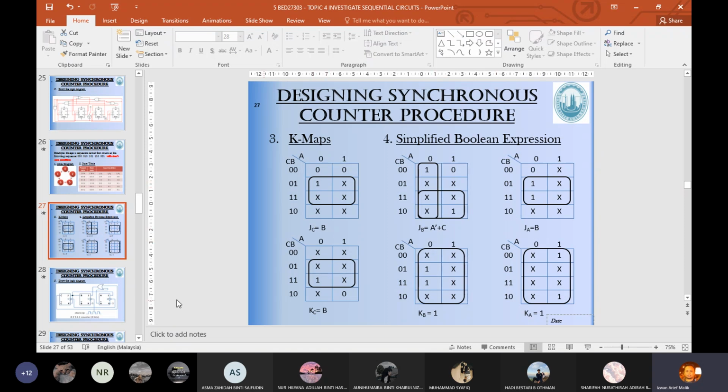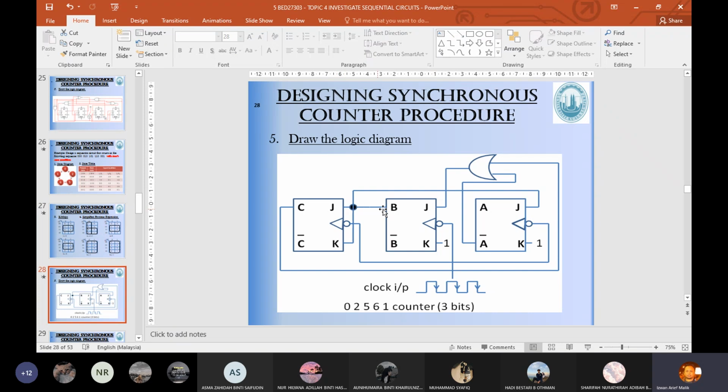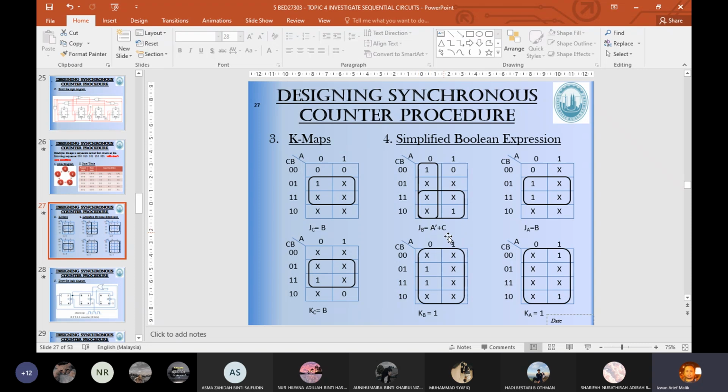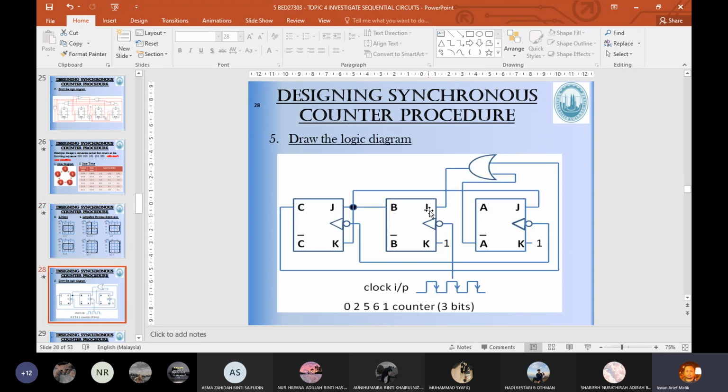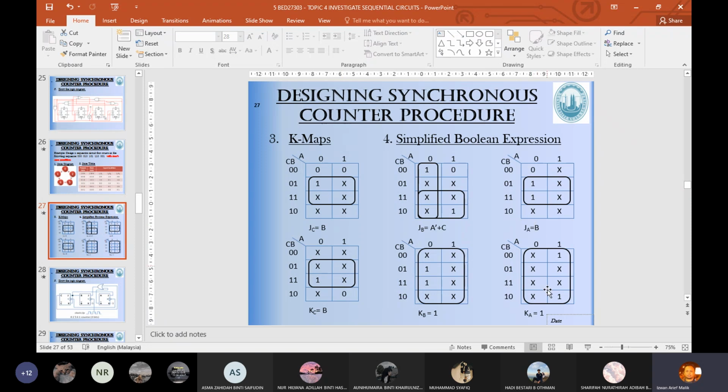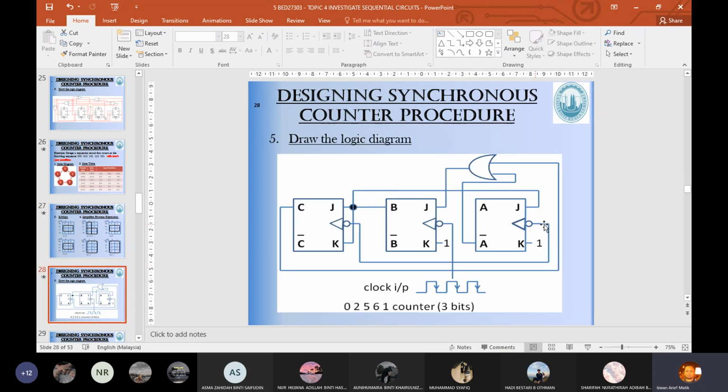Then JC and KC are B, so JC, KC pull directly from B to go to JC and KC. JB is A bar plus C, and KB is 1. So for JB, pull one from A bar, pull one from C, into JB. KB is 1, connect to VCC. And then JA is B, KA is 1. So JA pulls from B, KA pulls from 1 which is the VCC.